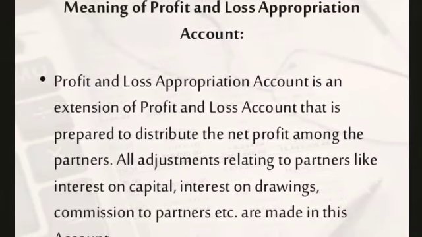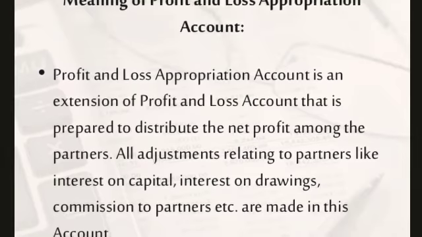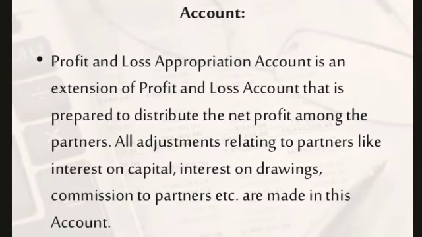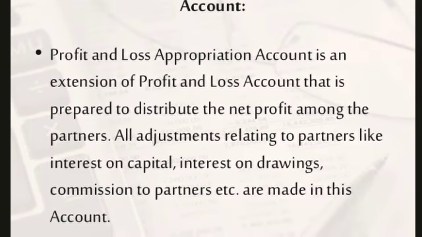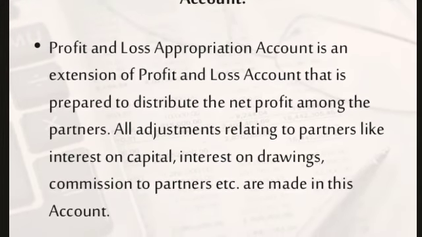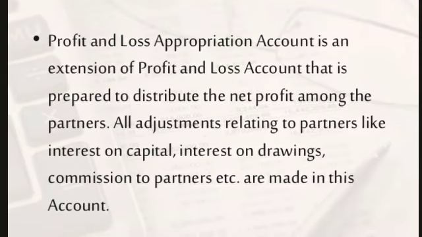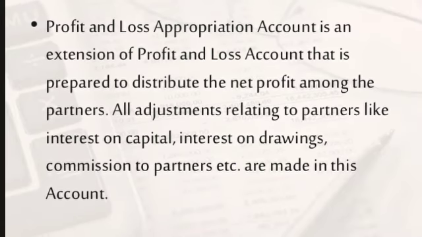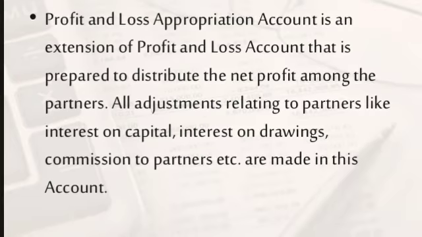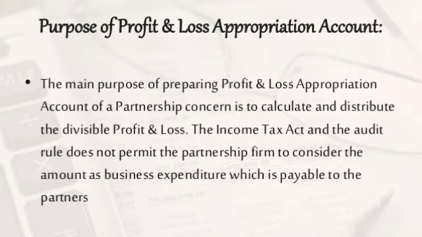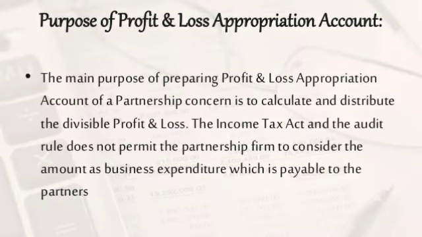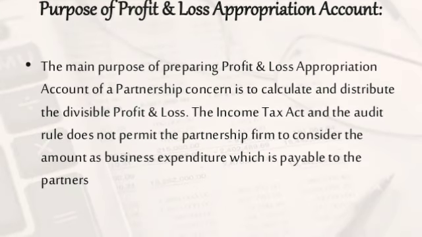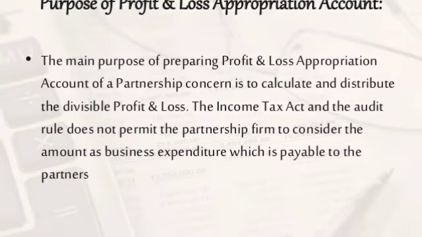See, already discussed that PL appropriation account helps in division of the net profit and distributing it to the partners. It can be said that it is the extension of profit and loss account, and in this account there are certain adjustments. These adjustments are interest on capital, interest on drawings, salary to partners or commissions to partners, transfer to reserve, and then finally distribution of profit to the partners' capital. So, the main purpose of profit and loss appropriation account is to calculate and distribute the divisible profit, and this divisible profit is not considered as expenditure under the tax and audit rules.